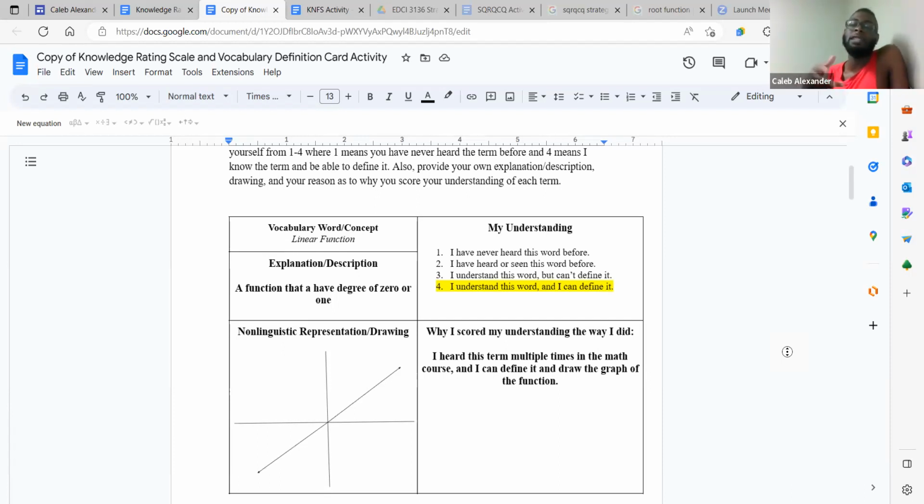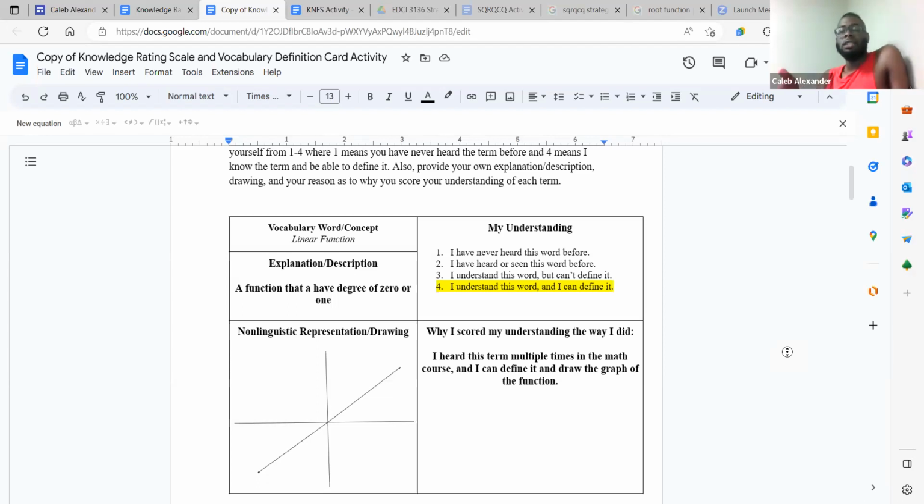So the student might rate it a 4: they heard this type of function before, and they are able to define it. The student might say, this is a function that has a degree of 0 and 1, which is true, because not all linear functions are slanted lines. So horizontal, vertical, and then you have the regular straight line in this case. And the example could be that they just draw the actual graph for other linear functions.